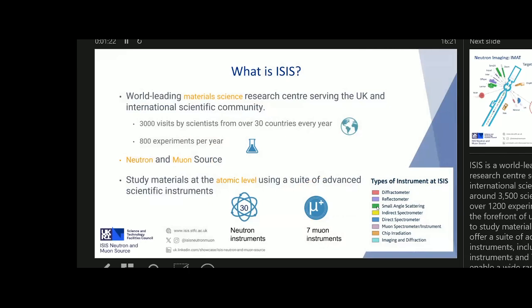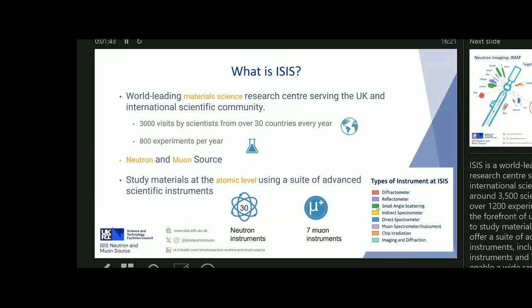So we are a large-scale laboratory for research. If you have been to the Chinese Spallation Neutron Source, we are a similar facility, but we are just a bit older. We have been running for over 41 years. Every year we run about 800 experiments and host more than 3,000 visits by scientists from around the world.